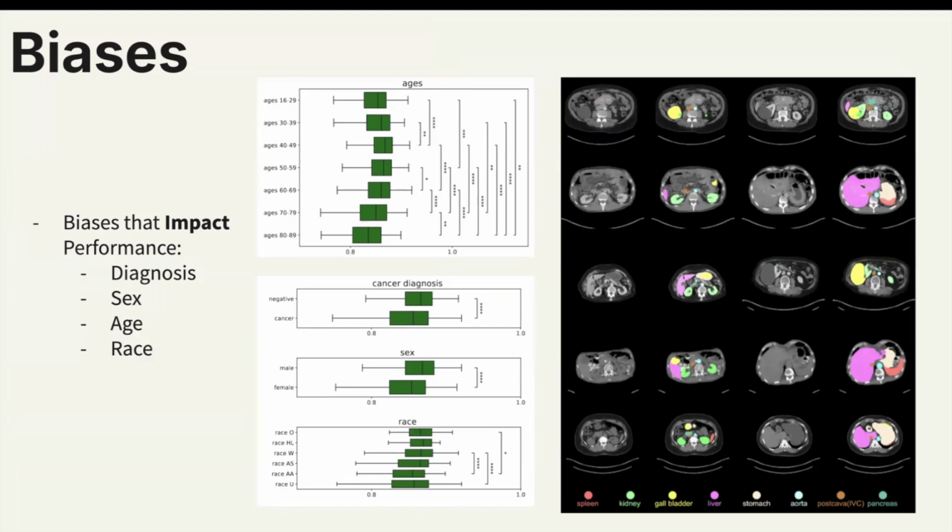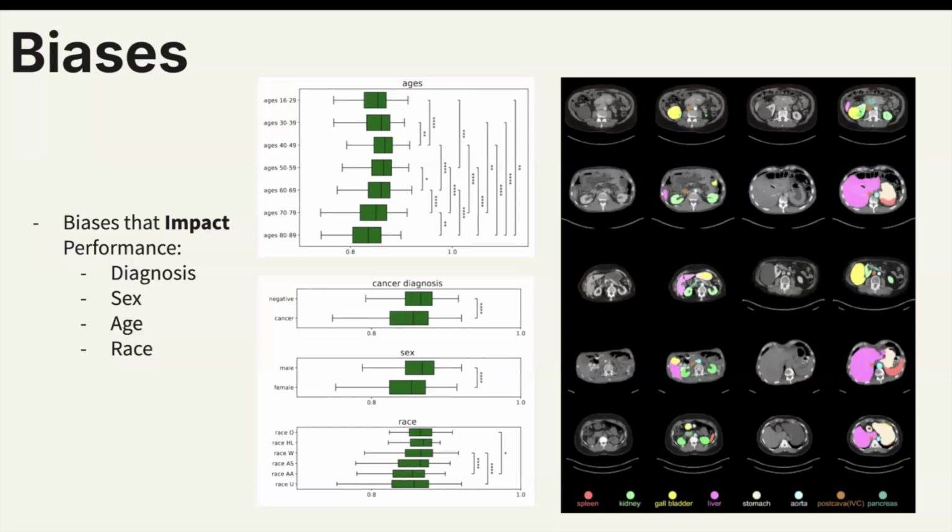And we see a significant difference in DICE score for organ segmentation in race. So for example, white persons have significantly higher DICE than African Americans. For sex, again, we see a bias with male being higher than female. For cancer diagnosis, but this is expected, we also see a shift. So healthy patients have higher DICE than cancer patients.